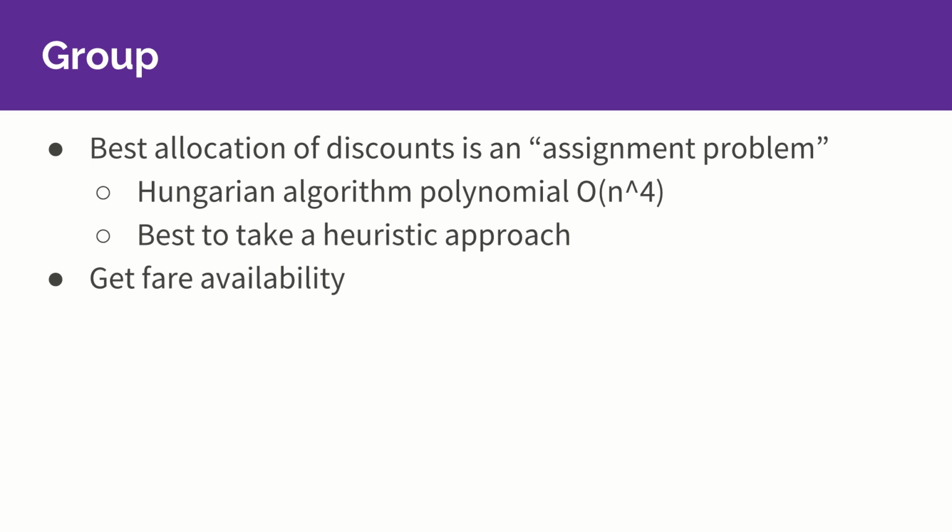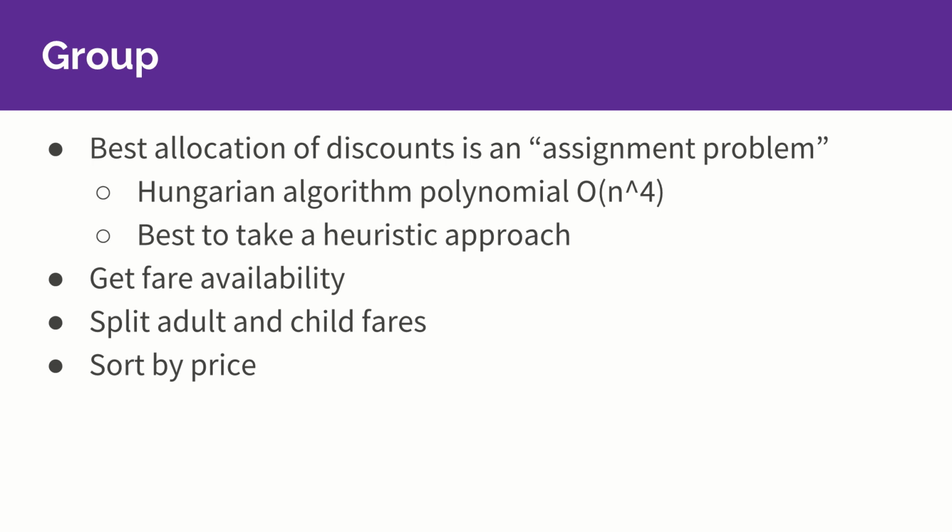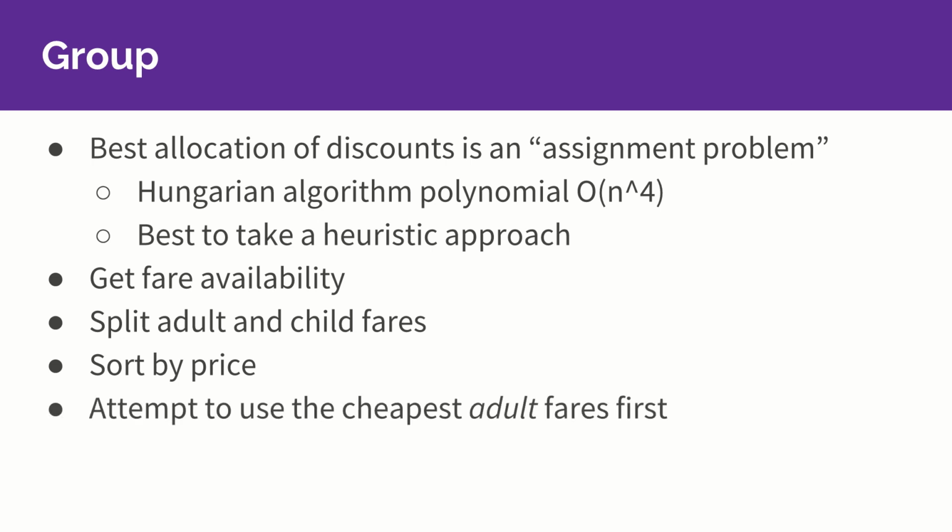The process I go through is to get the fare availability, then divide the adult fares and the child fares and sort them by price, cheapest first. I try to place the adult fares first, and then do the children afterwards. That comes down to a situation where you have a rail card that can have either an adult or a child on it.